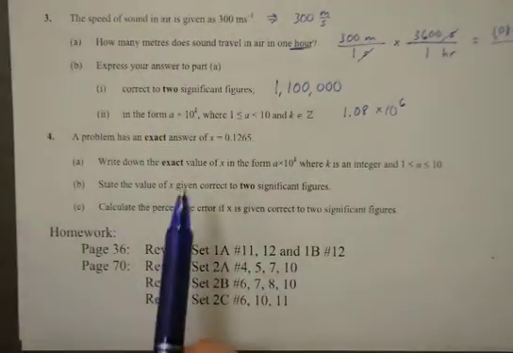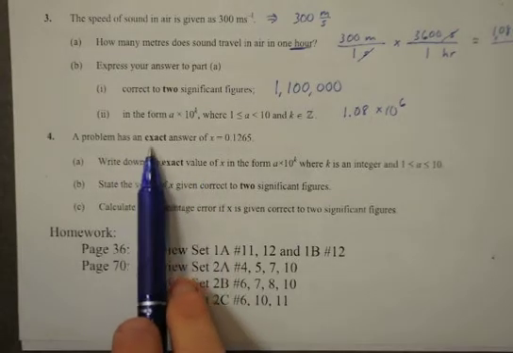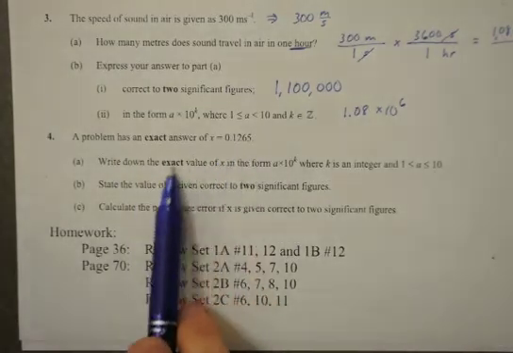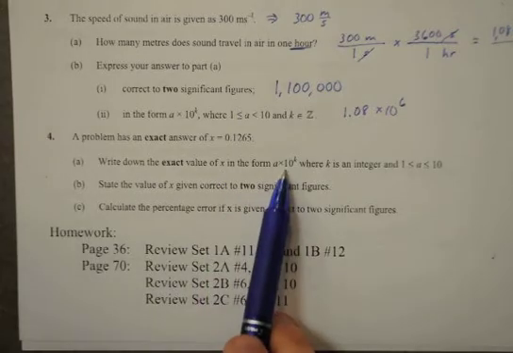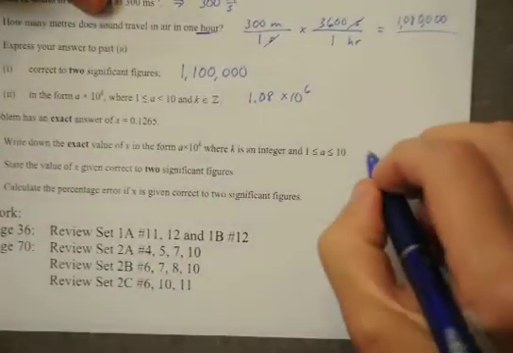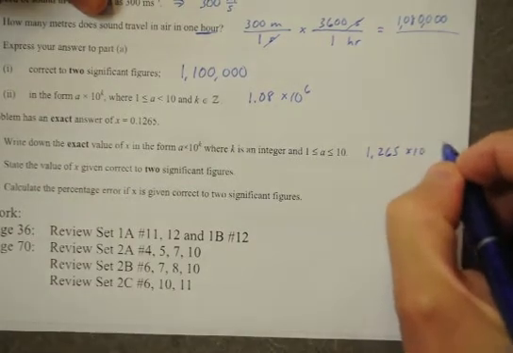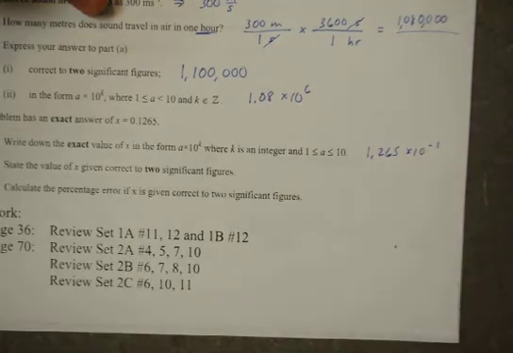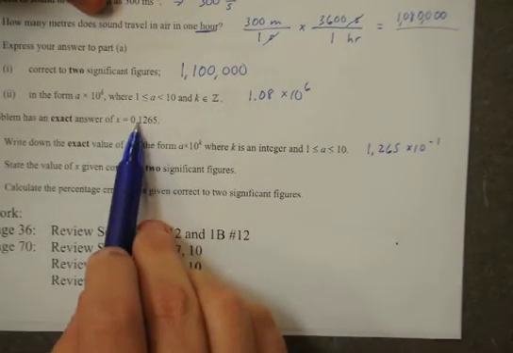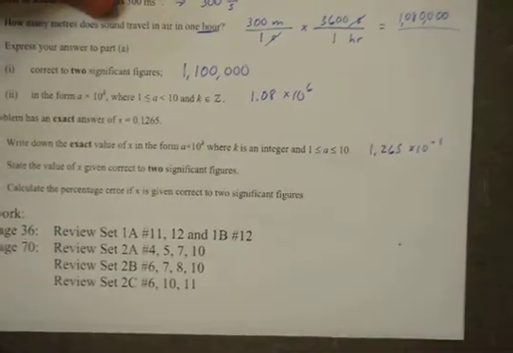Alright, lastly, write down the exact value. A problem has an exact answer of the following. Write it in standard form. So that would just be 1.265 times 10 to the negative 1. That's what we call that, because it's a decimal. So it's going to be a negative.